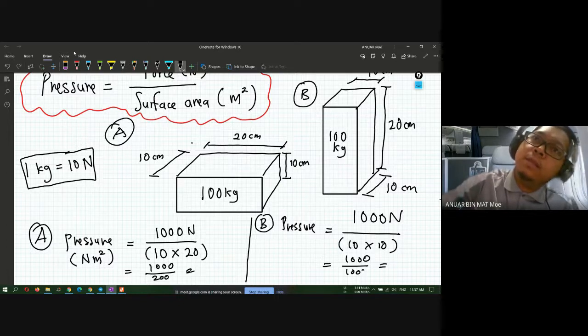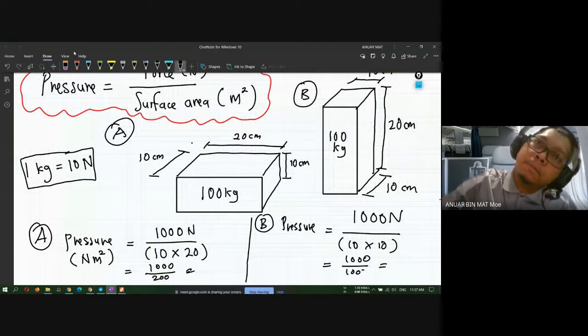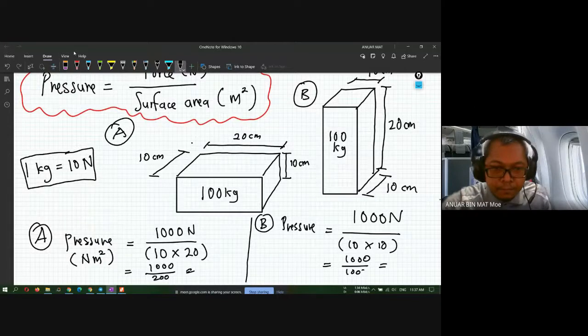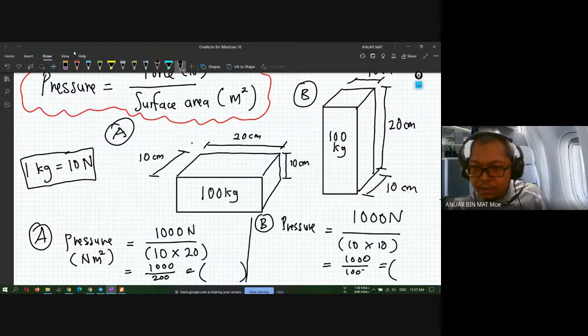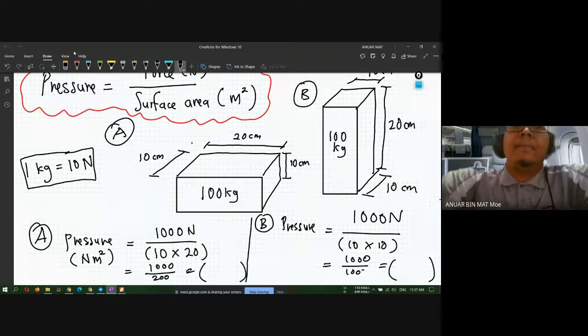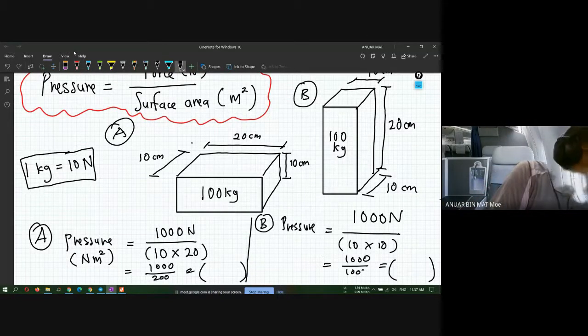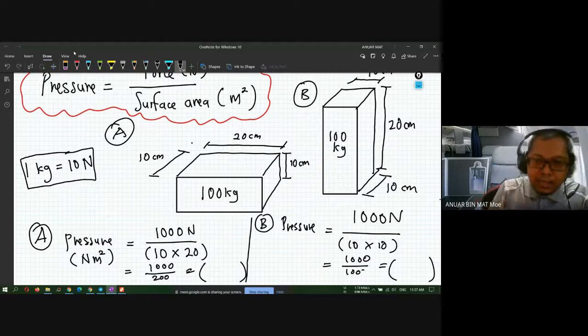5. This one. Okay, this one answer. B. Where's the answer for B? In class, can you understand this? Boleh faham tak?